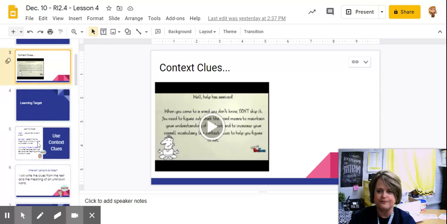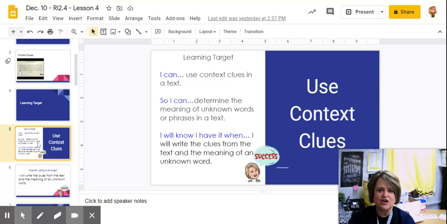That's up to you. Today, our learning target says, I can use context clues in a text so I can determine the meaning of unknown words or phrases in a text. I will know I have it when I write the clues from the text and the meaning of the unknown words.